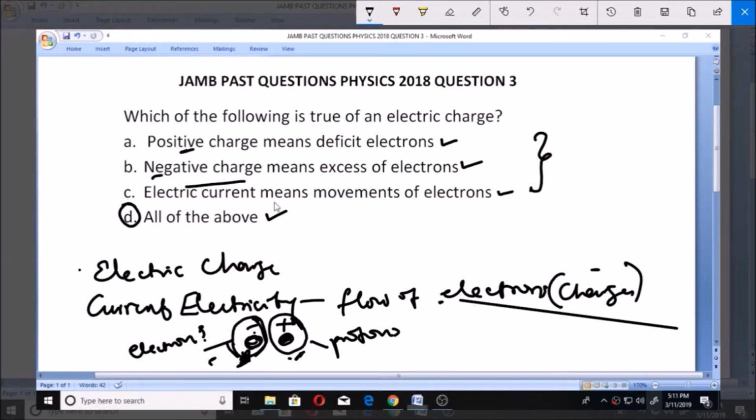Then electric current is also the movement of electrons. So all these three are correct. So D is the right answer for this.